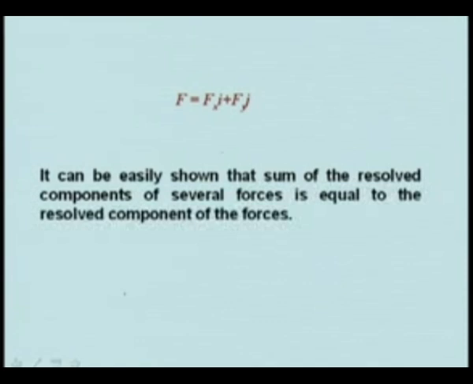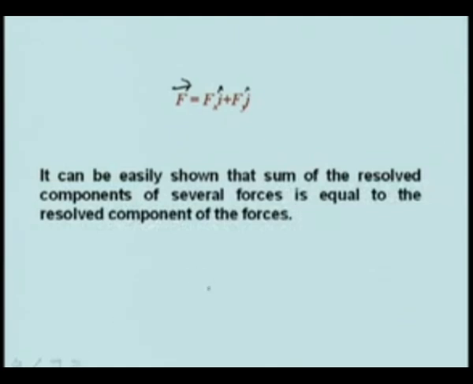So we can write F is equal to Fx i plus Fy j, where F is the force, Fx is the component of the force. This will be indicated by boldface, but Fx is just a component in the direction of the unit vector i, then Fy in j. It can be easily shown that the sum of the resolved components of several forces is equal to the resolved component of the resultant force.